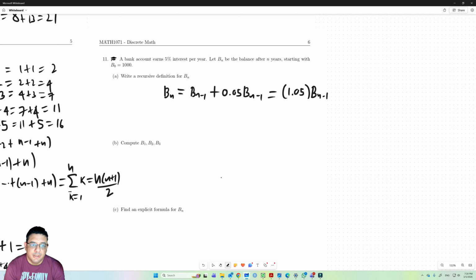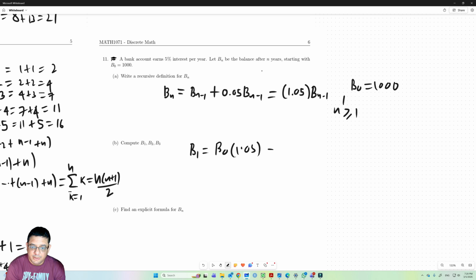Okay. So this will be the initial recursion, and we're having that B0 here as 1,000. So that pretty much completes the recursion overall. And this is going to give me, for n bigger than 1, this. Now we're going to compute B1, B2, B3. We'll just plug in here. So B1 will be B0 times 1.05, which is 1,000 times 1.05.